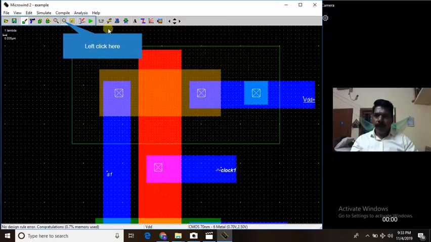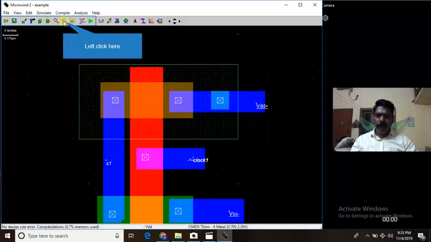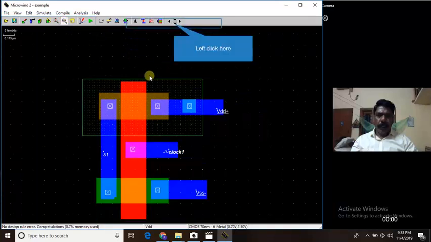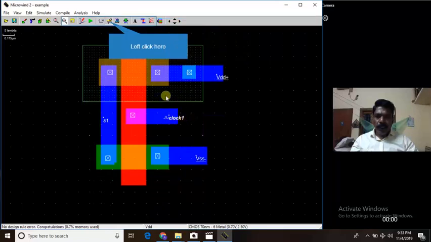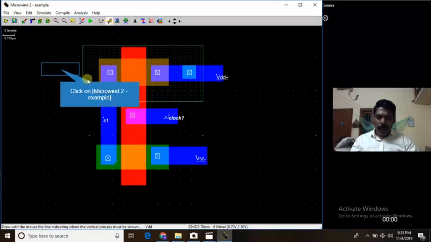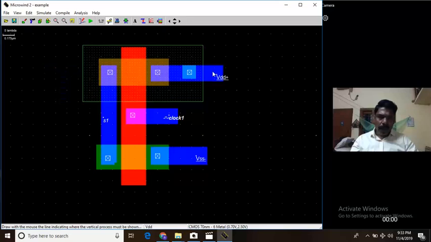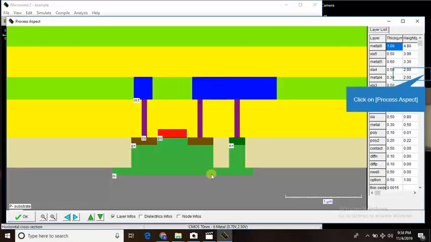Since we have drawn this arbitrarily, there is a chance of design rule violations. One more interesting thing that you can do is see the cross-sectional diagram along a particular line. So I'm drawing a line here along which I want to see the cross-sectional diagram.